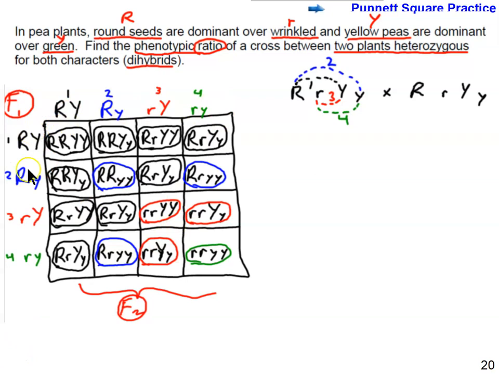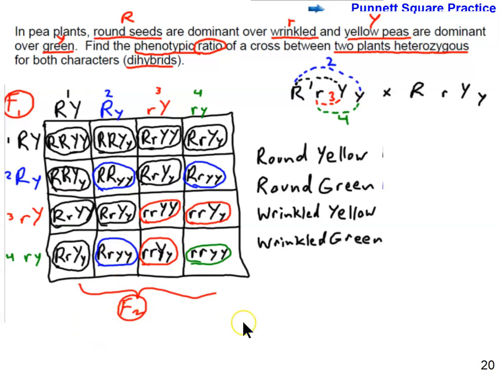Once you have it set up, then of course you can solve it, and yes, it's tedious. There are 16 squares, there are a lot of R's and Y's that you have to write down, and you have to be real careful that you're matching them up properly, the way they come together and form these possible offspring. But once you do that, then you can go and count up the phenotypic ratio. And I'm never going to ask you to do the genotypic ratio. It's not necessary for one thing, and it's way too tedious for another.